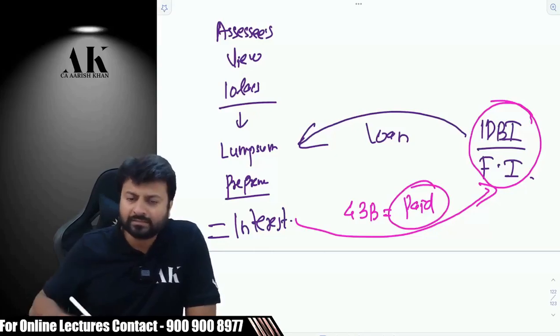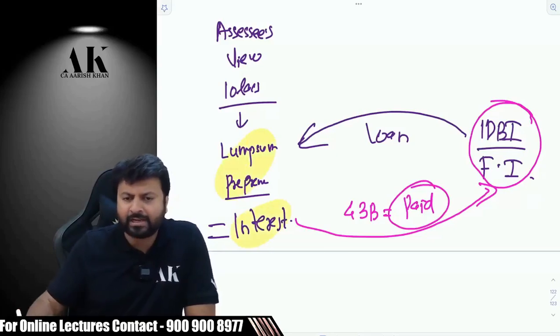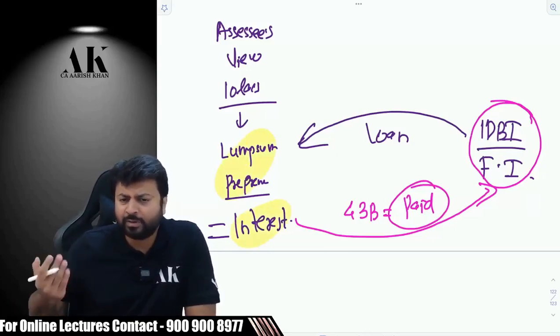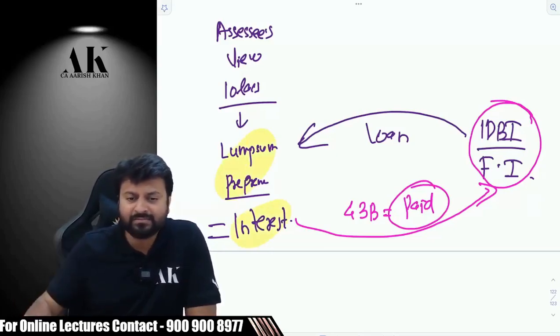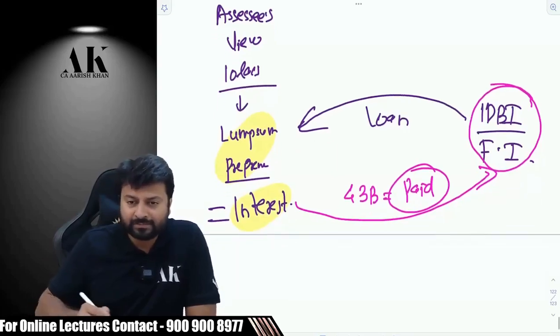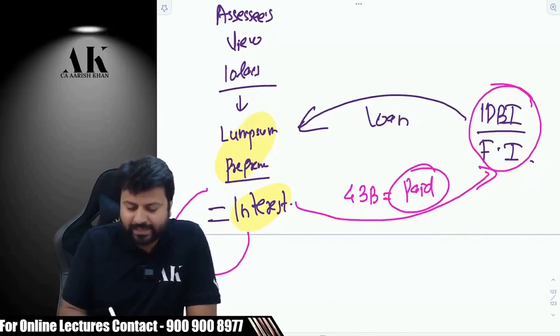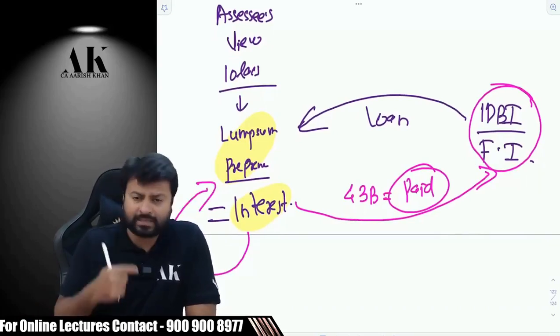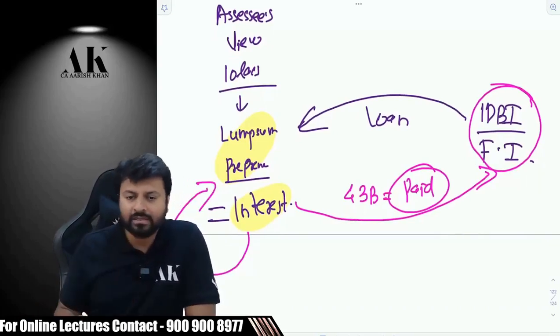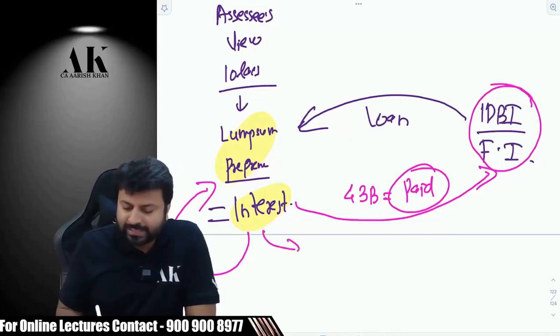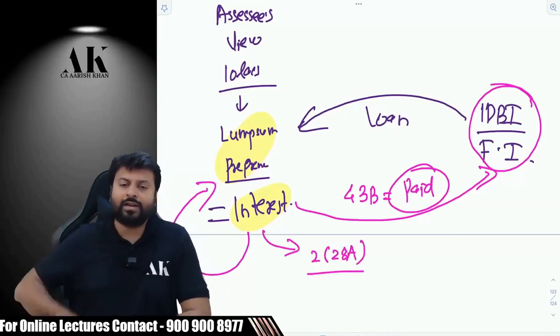Then the court asked, how can you say that this lump sum prepayment premium is interest? The assessee has to prove that this is interest. And the assessee was intelligent enough to prove this. The assessee said, yes, this is interest. The court said, can you prove it? The assessee said, yes, I can prove it. The court said, how? The assessee said that the term interest is defined under income tax law under section 2(28A).